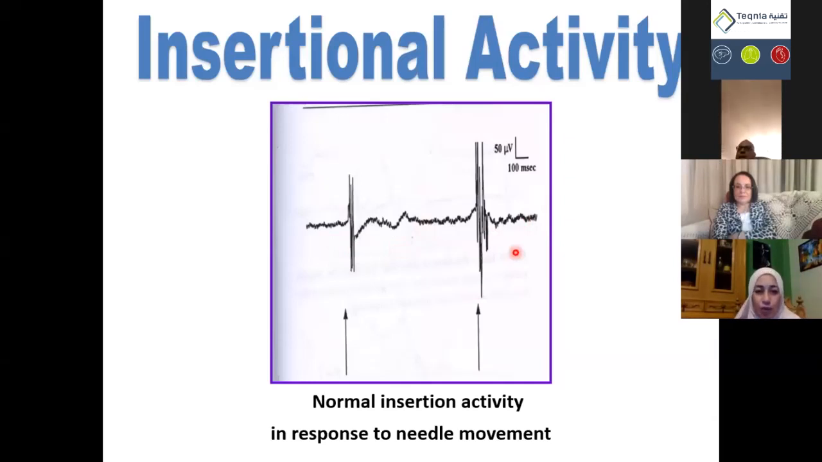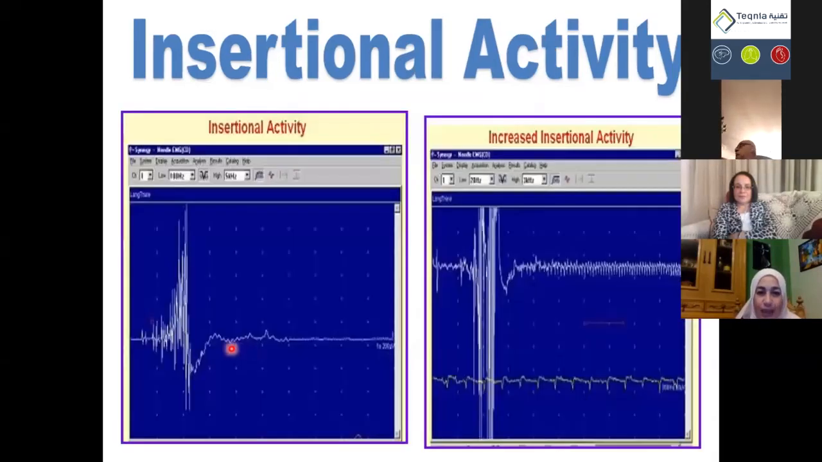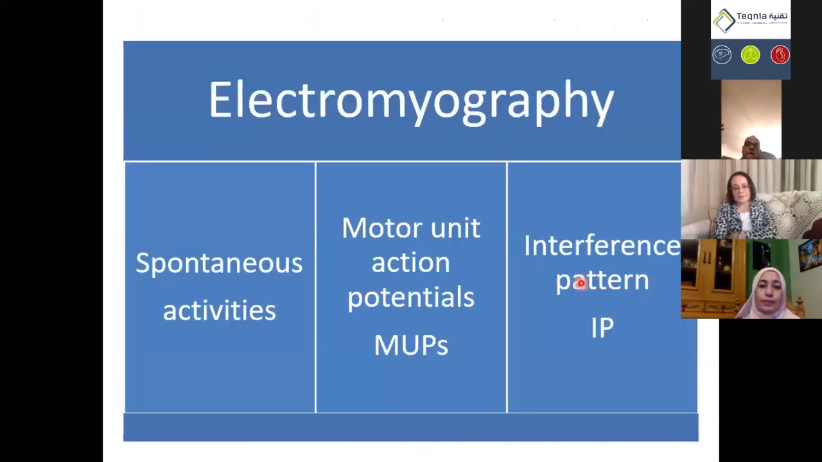This is another example of the insertional activity. This is the movement introduced by the needle insertion, and this is the insertional activity. If it is prolonged, this means abnormality. So electromyography, as I mentioned before: relaxed muscle for spontaneous activities, mildly contracted muscle for motor unit potentials, and fully contracted muscle for interference pattern. Let us start with spontaneous activities.